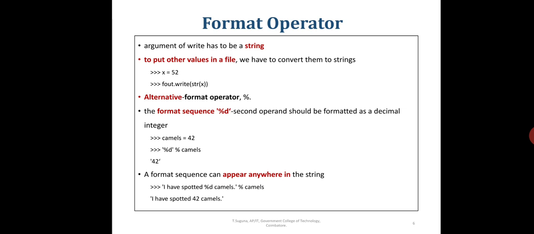For example, in the given example, x is equal to 52 and fout.write(str(x)). Here x, that is 52, is converted into a string, then it is passed as the argument to the fout.write function. But for simplicity, it can be used as an integer argument using a specific format operator, the percentage sign.